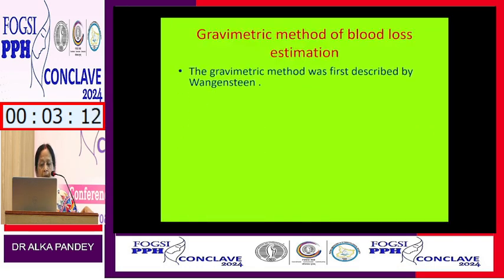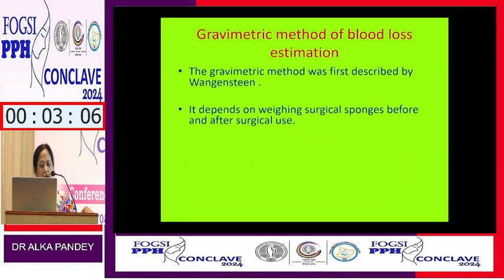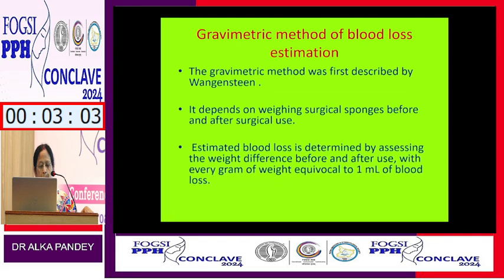Now, gravimetric method of blood loss estimation. The gravimetric method was first described by Wangstein. It depends on weighing surgical sponges before and after surgical use. An estimated blood loss is determined by assessing the weight difference before and after use, with every gram of weight equivalent to 1 ml of blood loss.